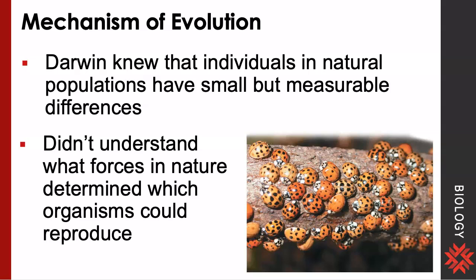So within a natural population, there is variation. You can see that within this population of ladybugs here. There's different shades of orange, there's different numbers of dots, there's different sizes of dots. So there's this natural variation within the population. So Darwin said, okay, well, the same concept as artificial selection, there is this variation among individuals, but what he didn't understand in a natural environment was what forces in nature were determining which of these ladybugs were going to reproduce and which of them weren't. For artificial selection, you had the farmer that was saying, all right, here's the biggest, strongest bull.